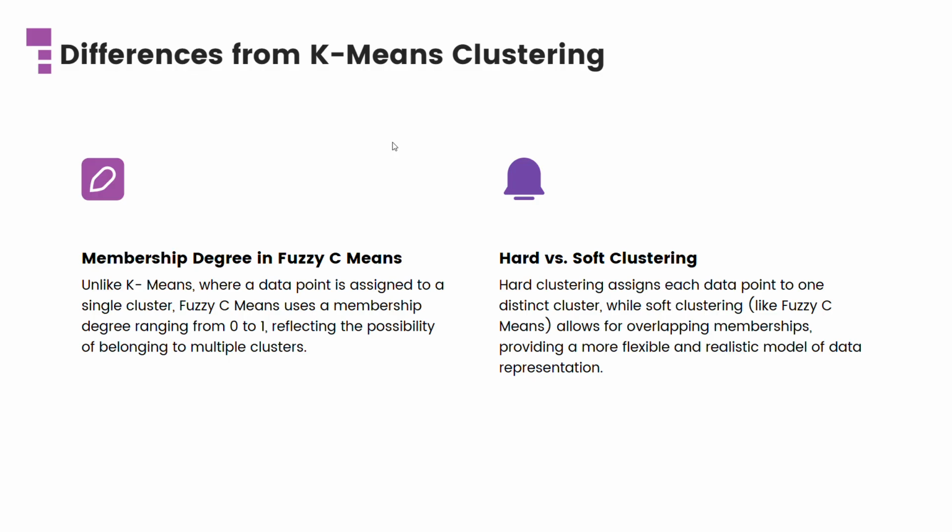Now we can see the differences between k-means clustering and fuzzy clustering. Unlike k-means, where a data point is assigned to a single cluster, fuzzy c-means uses a membership degree ranging from 0 to 1, reflecting the possibility of belonging to multiple clusters. In clustering, we have two types: hard clustering and soft clustering. Hard clustering assigns each data point to one distinct cluster, while soft clustering, like fuzzy clustering, allows overlapping membership, providing a more flexible and realistic model of data representation.